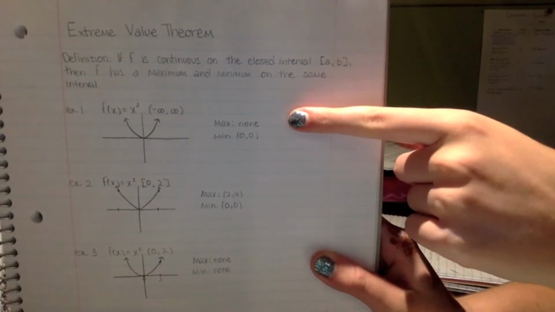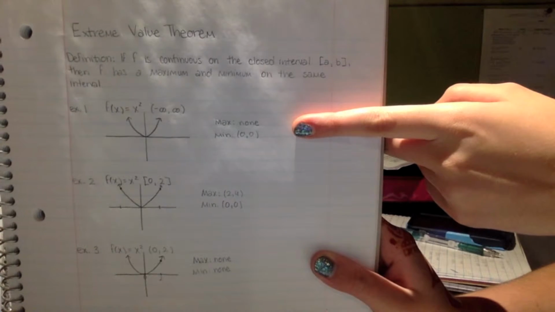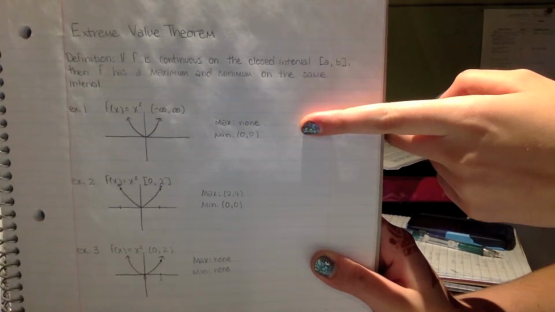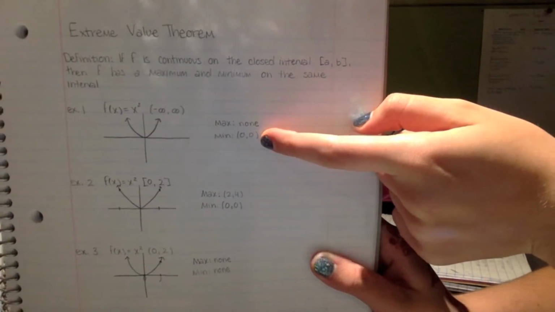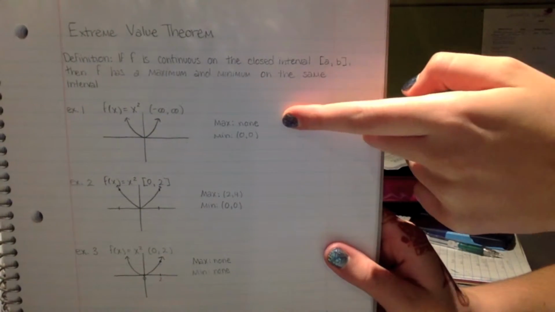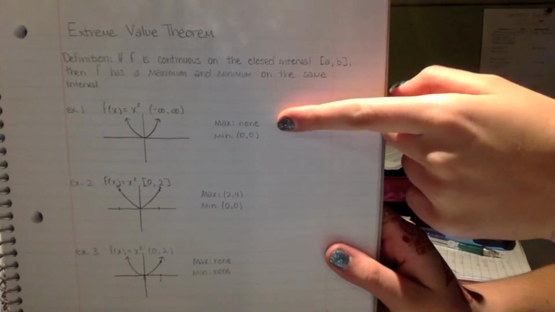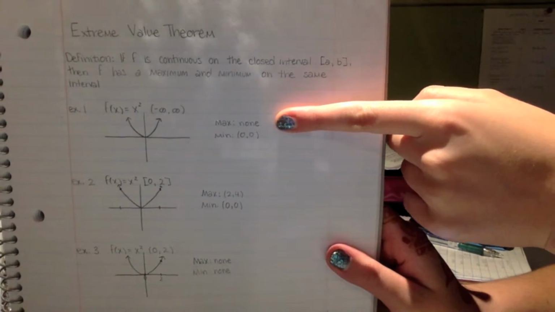In this first example, the function is not on a closed interval, and there is only one point where f prime of x is equal to 0, which is at 0, 0, which is the absolute minimum. However, there is no maximum because there are no endpoints, and there is no other point where f prime of x is equal to 0.